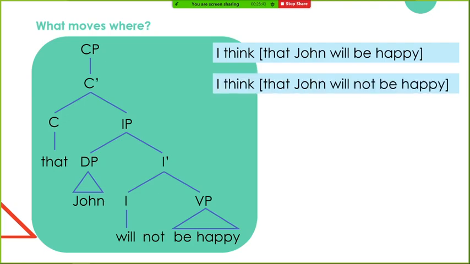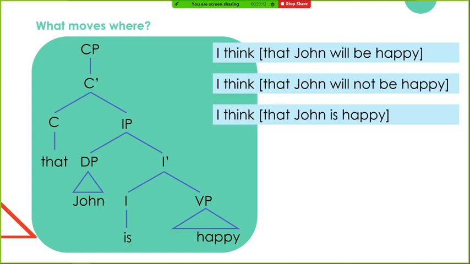Now, we can do something to this sentence. We can turn it into a negative sentence. And when we do that, we add this negative word not. And note the position that it occupies is between the inflection and the verb phrase. We won't go into the details here about which exactly is the position it occupies, but just note that it occupies some position between the inflection and the VP. And that's all that we need to know.